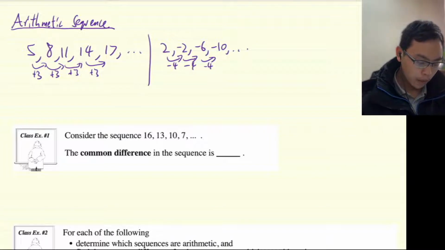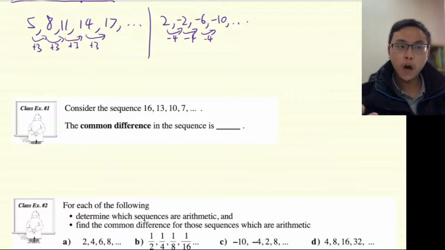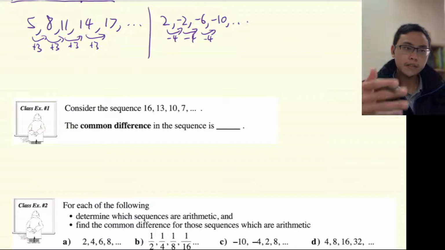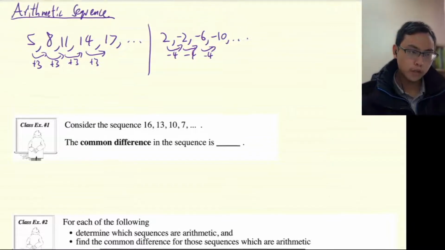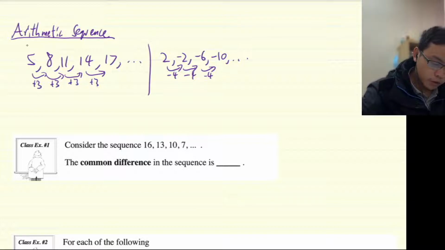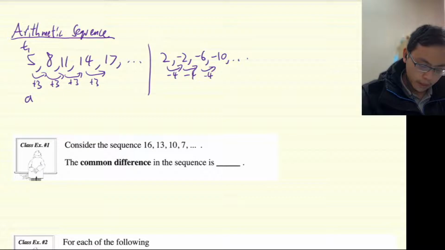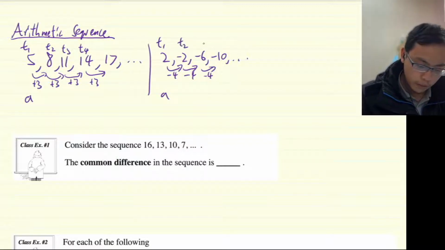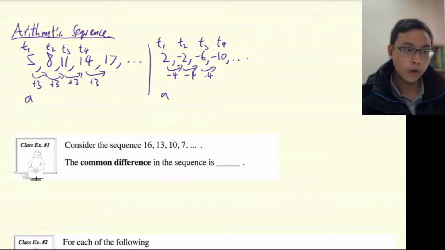So first of all, we need to find the common difference, okay? And the common difference is every single term has the same difference, meaning that if I go from term 1 to term 2, term 2 to term 3, term 3 to term 4, then it will have the same common difference. By the way, these are called terms. So the first term is T1. We also call this A. This is T1, we call this A, and then this will be T2. This is T3, this is T4, and so on.